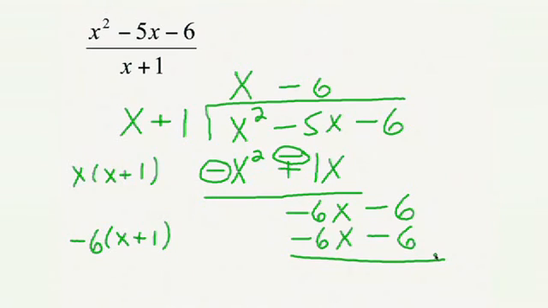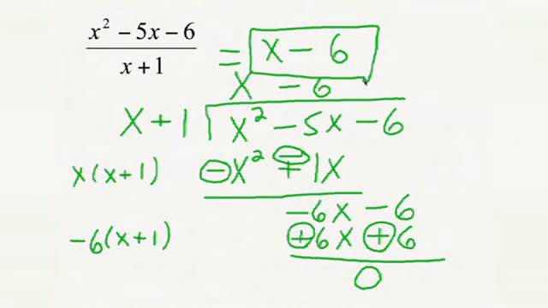Change the signs. So the negative sign becomes positive. This negative sign becomes positive. And negative 6x and positive 6x is 0. Negative 6 and positive 6 is 0. So this particular problem has no remainder. The answer is just x minus 6.